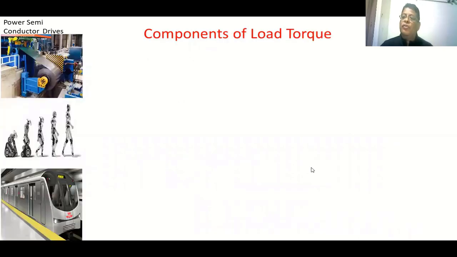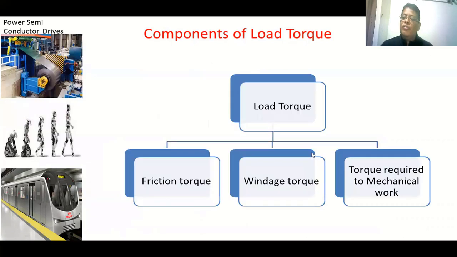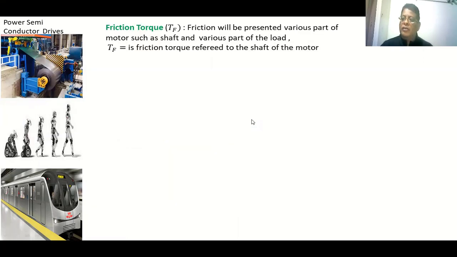Now the components of the load torque. There are three components: friction torque, windage torque, and the torque required to do the mechanical work. Friction torque: when the motor is rotating, some amount of friction occurs in the motor as well as in the load.